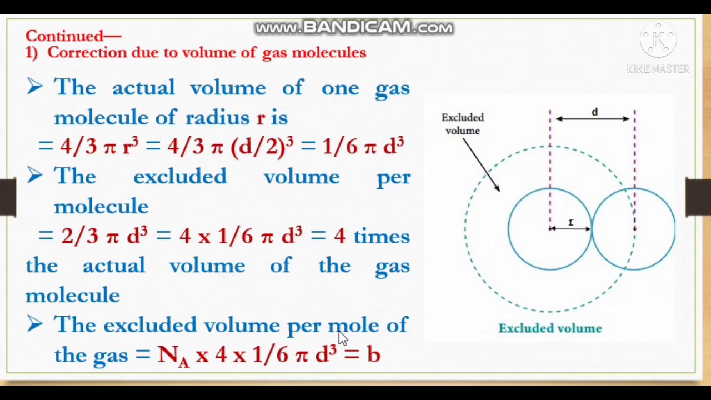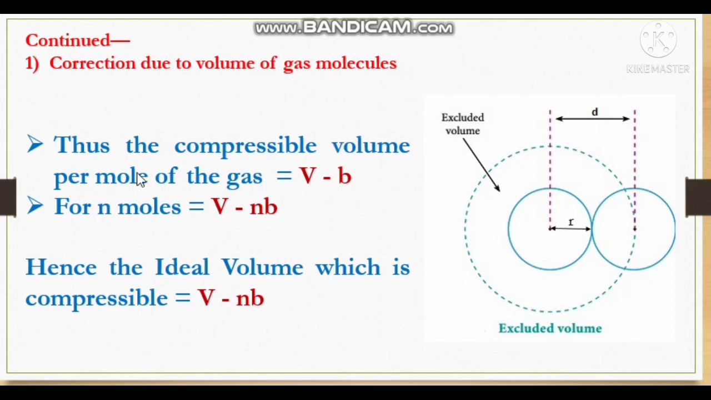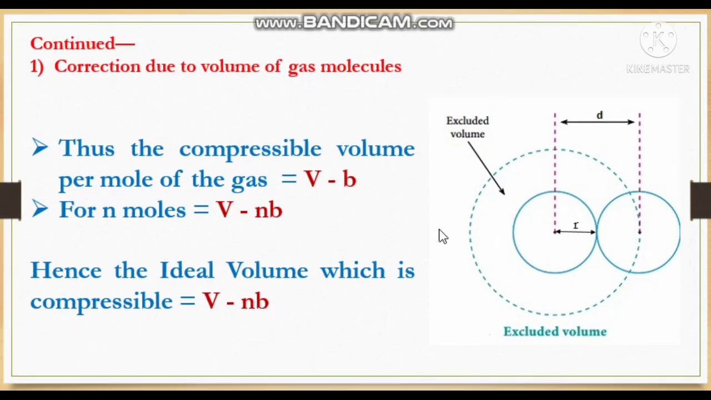So the excluded volume per mole of the gas can be given. This is equal to N_A, Avogadro's number, multiplied by 2/3 πd³, or instead of 2/3 πd³, we can write 4 into 1/6 πd³. So all this is equal to b. Thus the compressible volume per mole of the gas would be equal to V − b. And instead of 1 mole, when we consider n number of moles, then the equation becomes V − nb. Hence the ideal volume which is compressible is equal to V − nb.